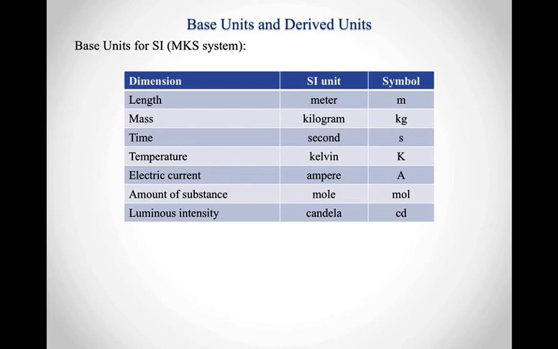So we said in this class we're going to focus on working in the SI metric system, or the MKS system. And so the next thing that we want to add in terms of understanding about units is the difference between what are known as base units and derived units. So the idea here is that every single unit within the SI system can be built up out of 7 base units. And the 7 base units are listed here in this table.